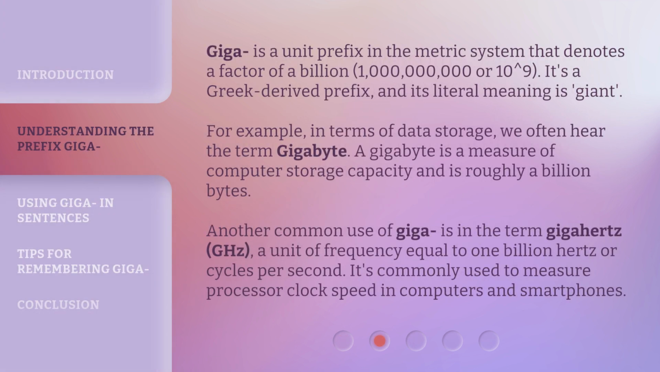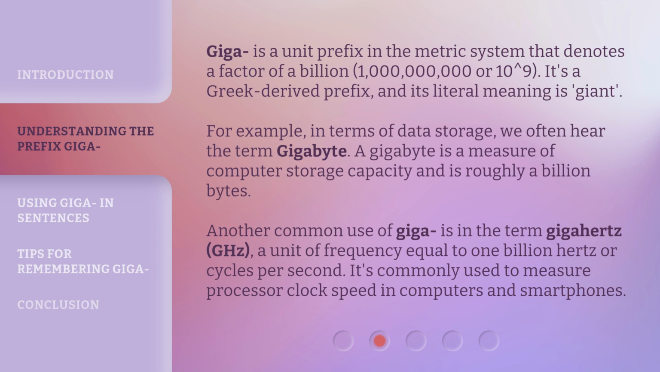Giga is a unit prefix in the metric system that denotes a factor of a billion, 1 billion or 10 to the power of 9. It's a Greek-derived prefix, and its literal meaning is giant. For example, in terms of data storage, we often hear the term gigabyte. A gigabyte is a measure of computer storage capacity and is roughly a billion bytes.